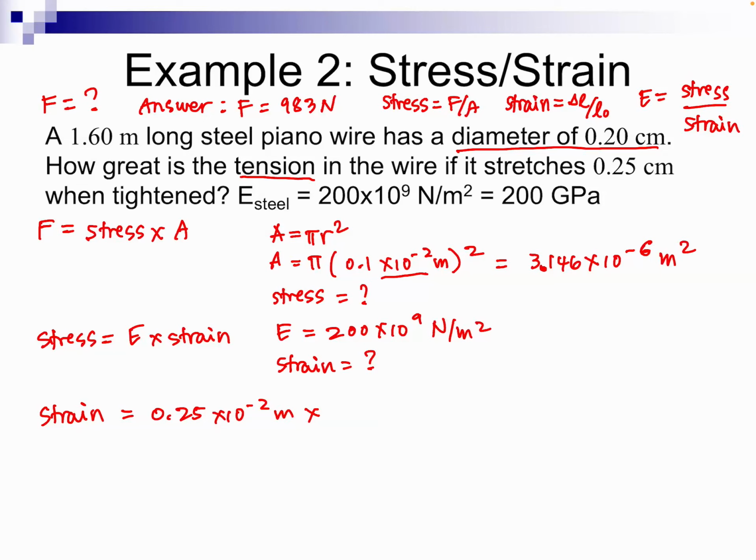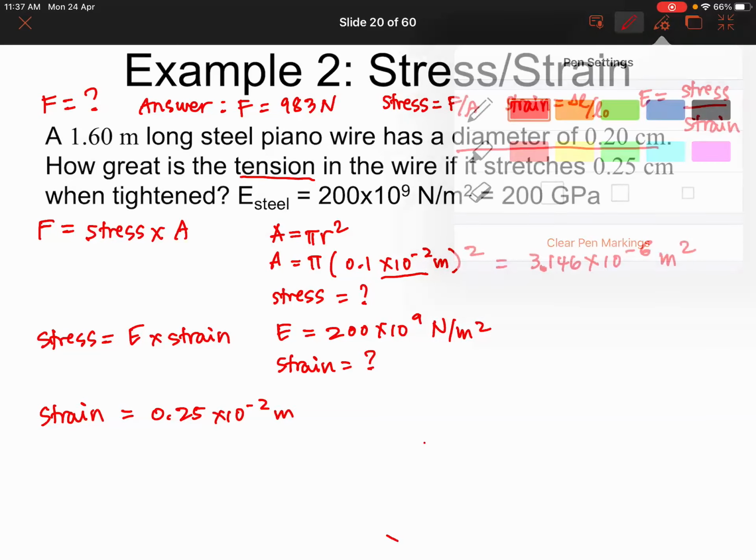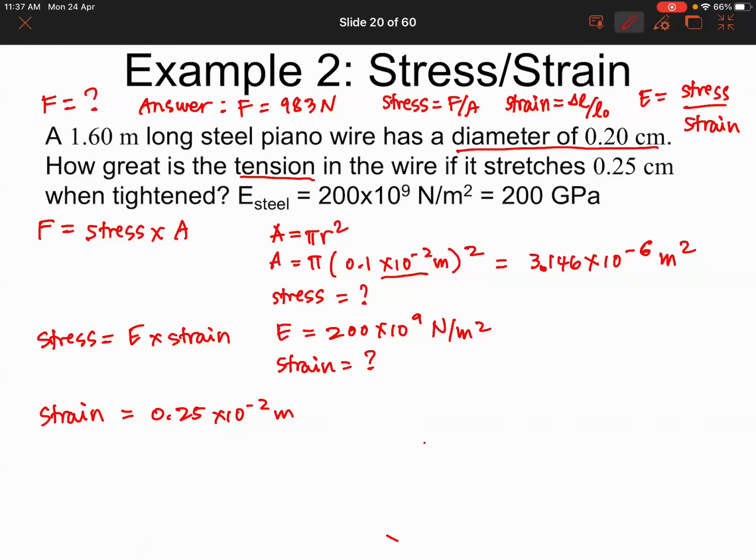Times the strain that we want to find. So that's the elongation divided by the original length. The original length is 1.6 meters long. So that gives you a strain of 1.5625 times 10 to the minus 3.